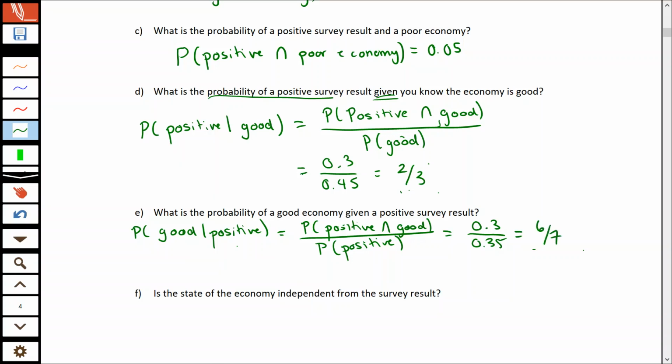And just one of the takeaways I want you to have here is that our answers for D and E are different, right? It's going to matter if it's A given B or B given A. The order matters, and that's what comes up later on in Bayes.